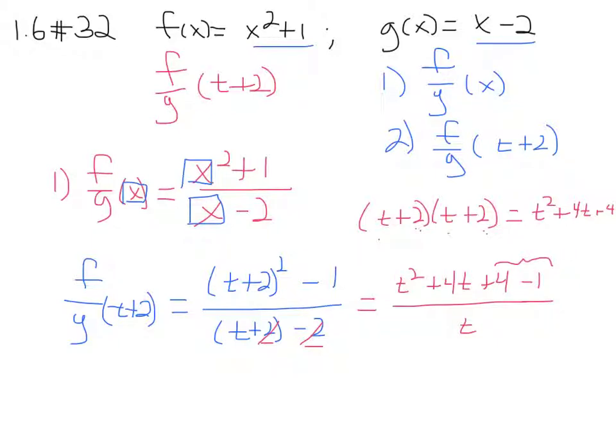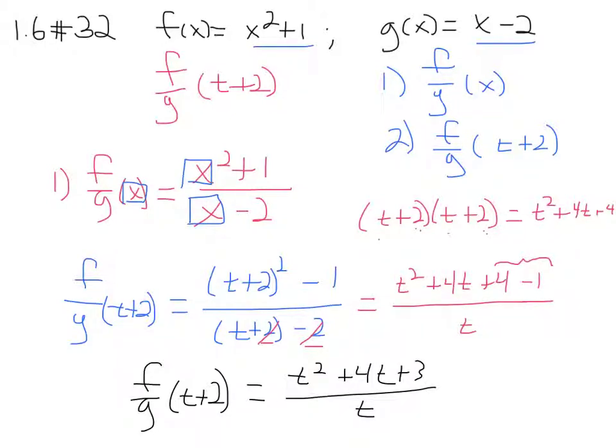We also have a 4 and a negative 1 on the top, and that will cancel out, leading to f over g of t plus 2 is going to be equal to t squared plus 4t plus 3 all over t. And this cannot be simplified anymore, right? We have this t on the bottom, so when t goes to 0, this thing is either going to blow up or it's going to have a hole. We can look and see what the graph looks like. In fact, let's do that. Well, this is what it is.